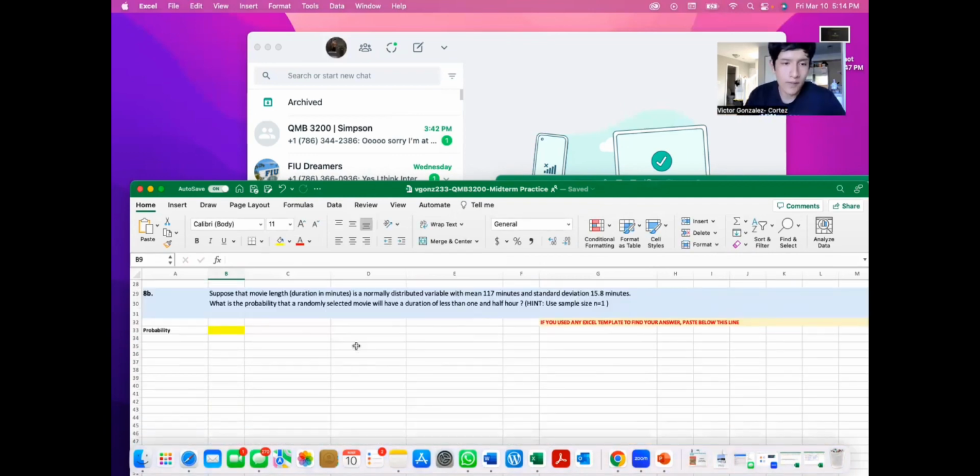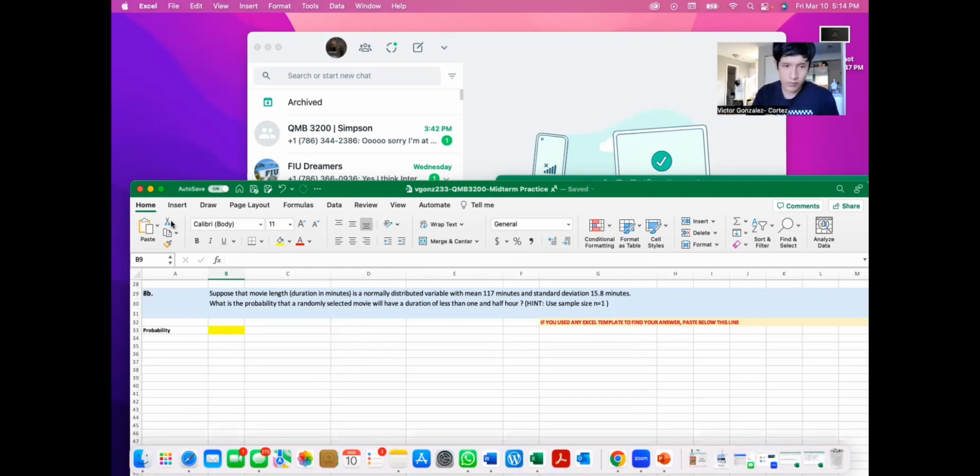For part B, it says suppose that a movie length, duration in minutes, is normally distributed. So again, it's a normal distribution, so we'll be using the same templates. It's a normally distributed variable with a mean of 117 minutes and a standard deviation of 15.8 minutes. What is the probability that a randomly selected movie will have a duration of less than 1.5 hours?